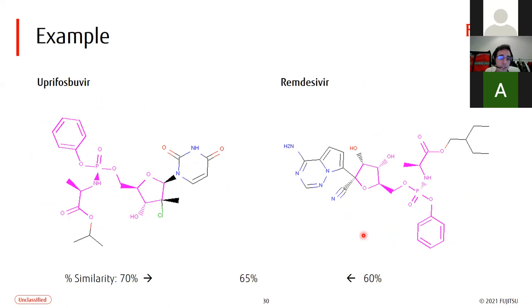In this case, we can see the similarity: since the oprifosbuvir is a smaller molecule than remdesivir, the similarity value increases. Okay, this is a 70% value of similarity for the oprifosbuvir, and for the remdesivir it is 60%. So we need to play with the delta value in order to get a similarity value between the two molecules. And in this case, we took 0.5, meaning that we are averaging the maximum and minimum value for the similarities. Okay, so this is 65% in this case.